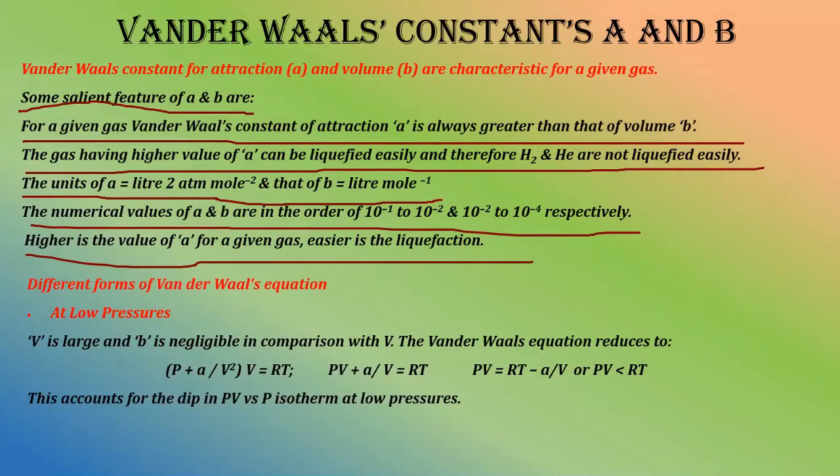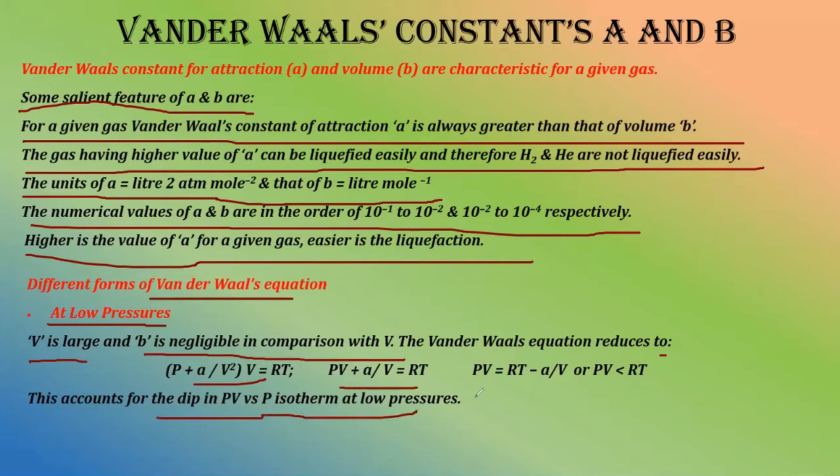Now we have different forms of Van der Waals equation. At low pressure, V will be large and B is negligible in comparison with V. The Van der Waals equation reduces to (P + a/V^2)V = RT. These are the three options, like whenever we go shopping we go for options. This accounts for the dip in the PV isotherm at low pressures.